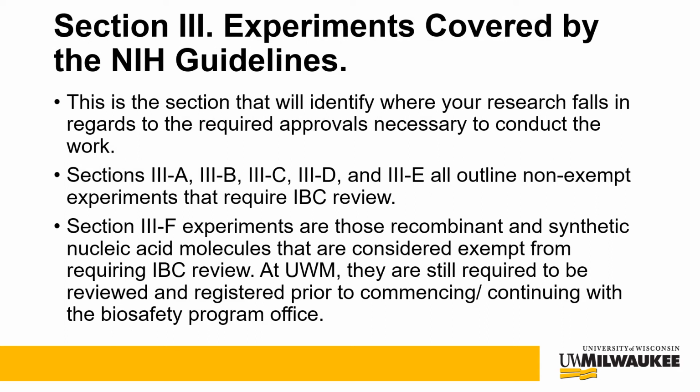The section that will identify where your research falls in regards to the required approvals necessary to conduct the work is found in Section 3, Experiments covered by the NIH guidelines. Sections 3A, 3B, 3C, 3D, and 3E all outline non-exempt experiments that require IBC review.